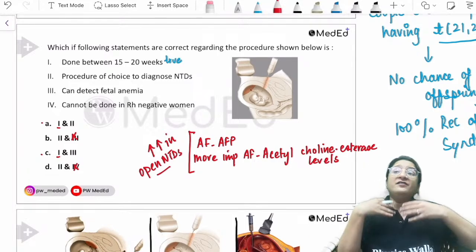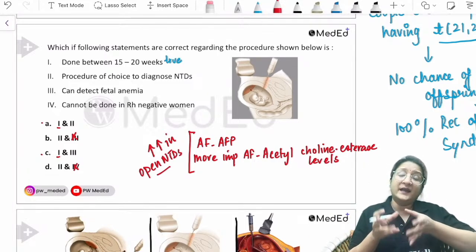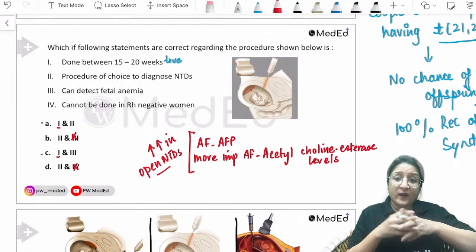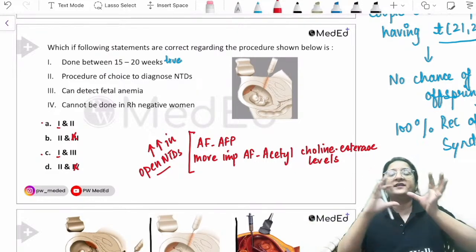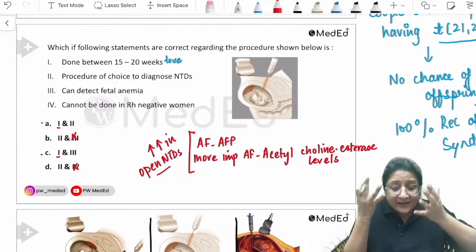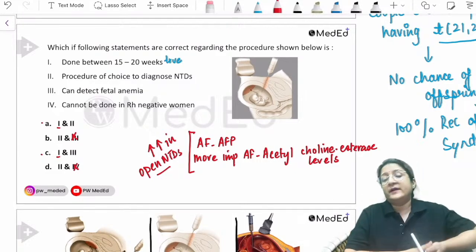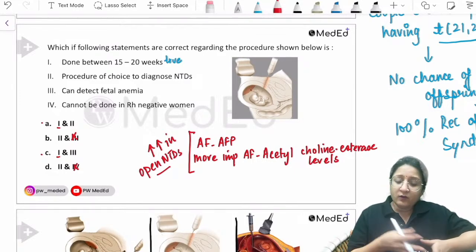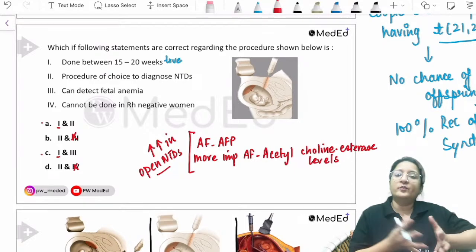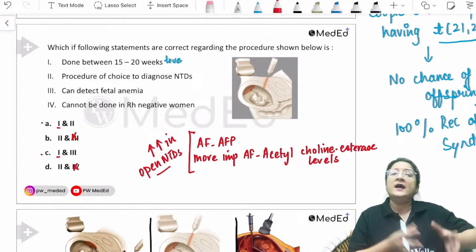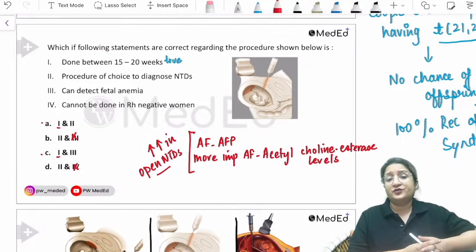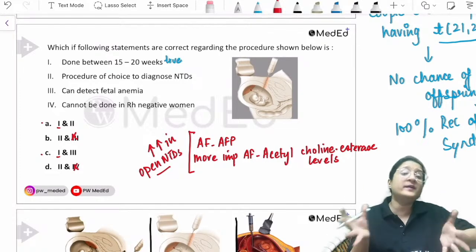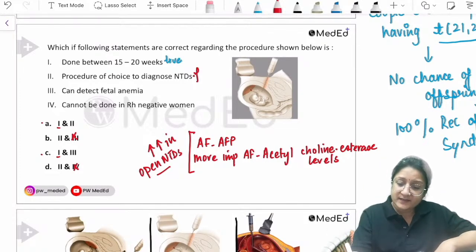These are increased in open neural tube defects. Okay, so if at all a fetal surgery is planned, I'll tell you what is the utility. If a correction is being planned, whether it is an open neural tube defect or closed neural tube defect, whether a fetal surgery needs to be done or not, then in those situations, it is required to do an amniocentesis. Otherwise, it is not. We don't need this information generally. Much of that information can be gained by a targeted sonography itself, right? So it's not the procedure of choice to diagnose neural tube defects. However, it can be used to diagnose neural tube defects. That's why this is a false statement.